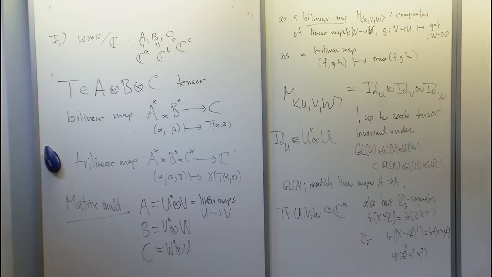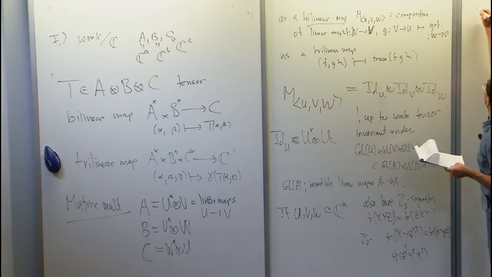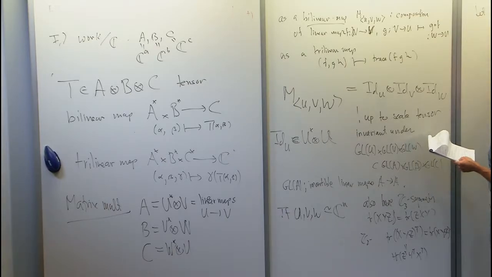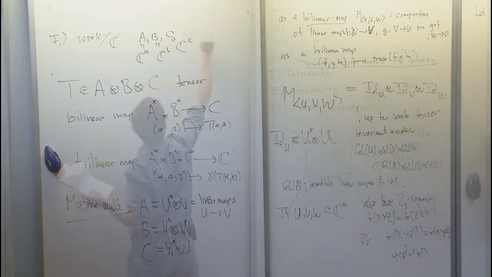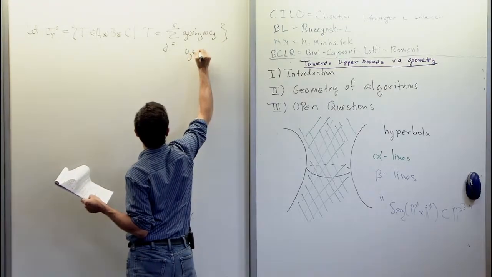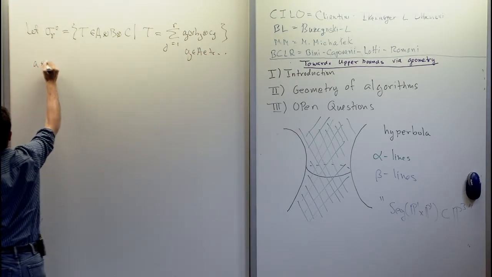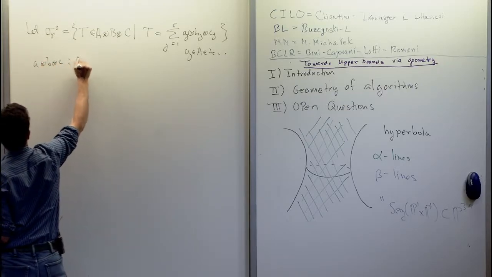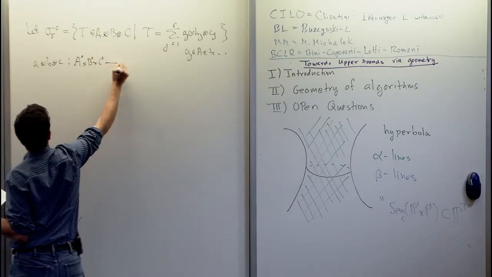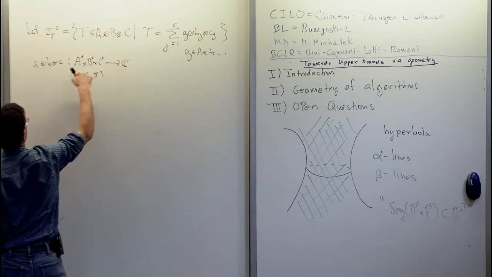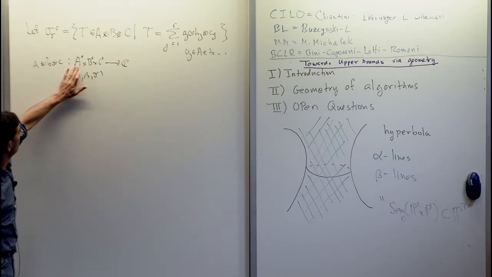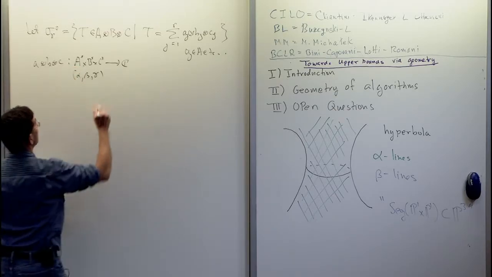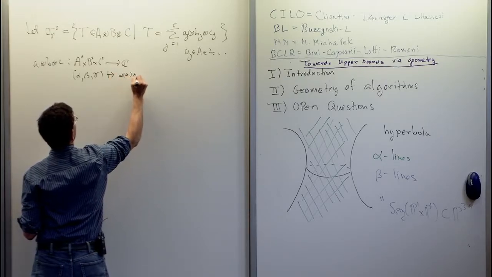So a measure of complexity that we'll use is tensor rank. So let sigma_r^0 be the set of tensors that I can write as a sum of r rank one tensors. Where if I have a tensor b tensor c, and I want to think of this as a trilinear map, some alpha, beta, gamma, oh, by the way, A star is the space of linear maps from A to my ground field, this goes to alpha of a, beta of b, gamma of c.